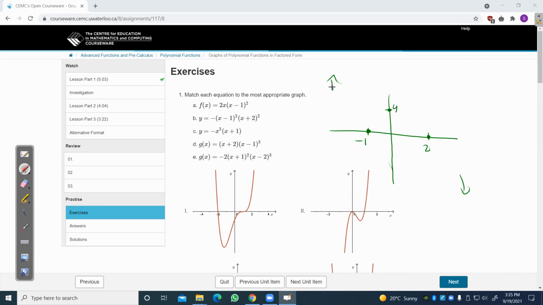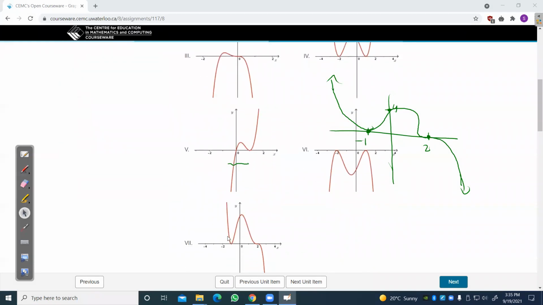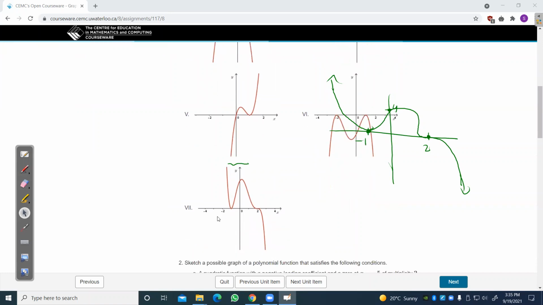So our function is going to look like this. At -1, there's a turning point given by this degree 2 factor. It's going to come to the y-intercept, and then it's going to do a cubic function at +2. So for E, which one is that? That one is this one, VII. Oh, okay.